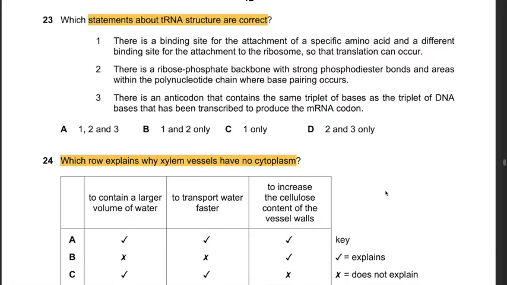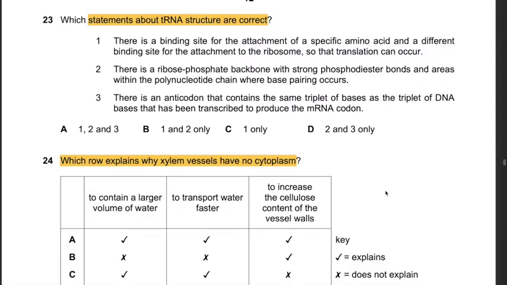Statement 1 is correct. There is a binding site for the attachment of a specific amino acid and a different binding site for the attachment to the ribosome. Because in a tRNA molecule there will be two different sites. One site is for the attachment of a specific amino acid and the other site contains three bases representing the anticodon that binds to the ribosome. Hence statement 1 is correct.